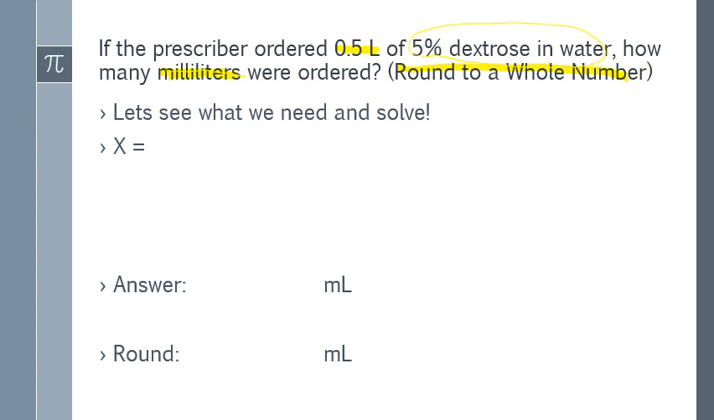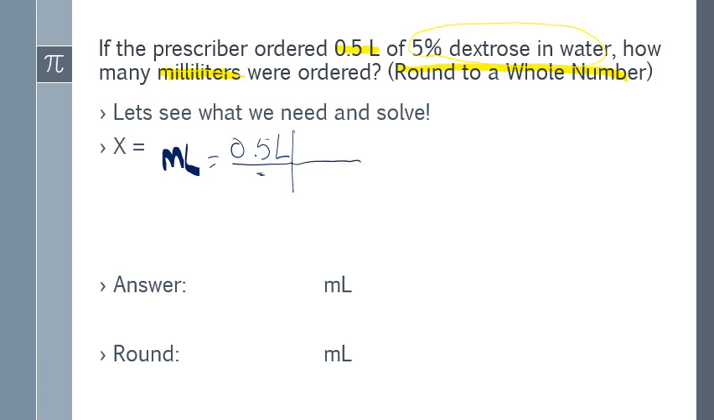So let's do our math. We're going to set it up. We are going to solve for milliliters. And what we know that we have is 0.5 liters, okay? And I'm just going to put a little dash here because we're not solving per dose per day. We're just trying to figure out milliliters.